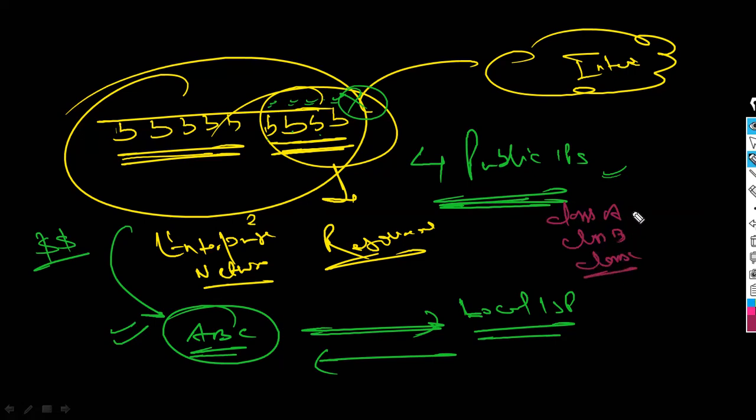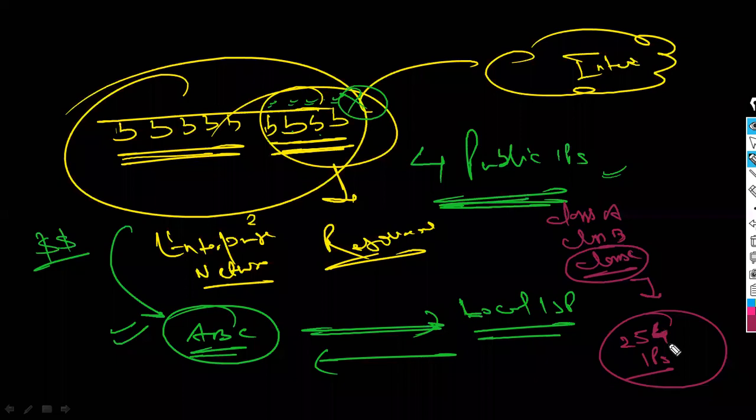From a very high level, we understood that class C is the smallest network. Smallest network means in one network there are a total of 254 IPs in class C. So class C is what? The smallest network, right? In one network there are a maximum of 254 IPs in class C.